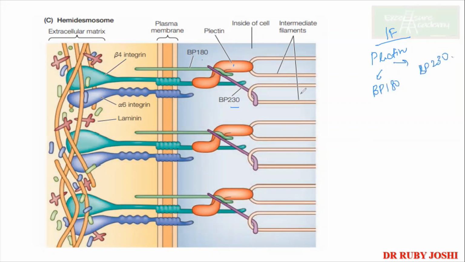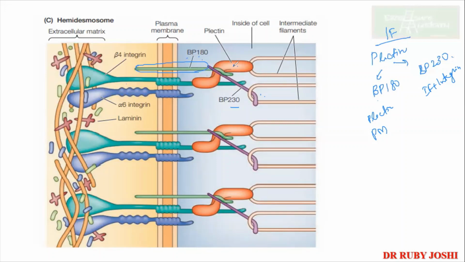Now, make sure that you understand the difference between 230 and 180. So plectin is in connection here. What is BP230 actually doing? It is making connections with your intermediate filaments as well as the integrins which are present outside. So BP230 connects the IF plus the integrins present outside. Did you get it? What is BP180 doing? It is making connections with the plectin and anchoring it to the plasma membrane. BP180 has anchored the plectin.